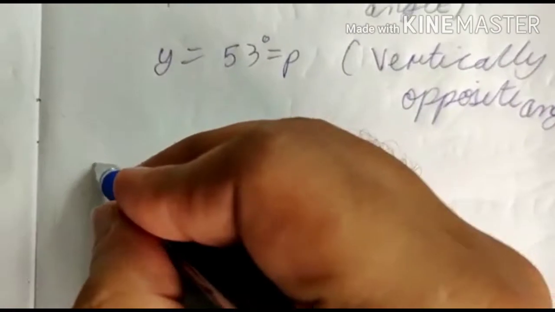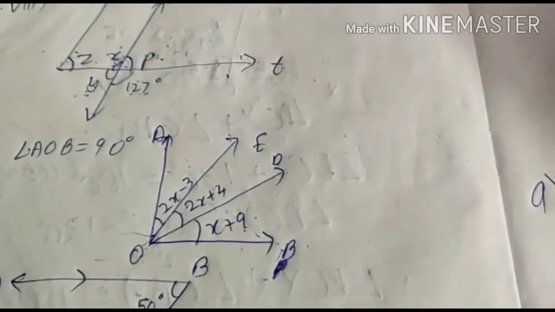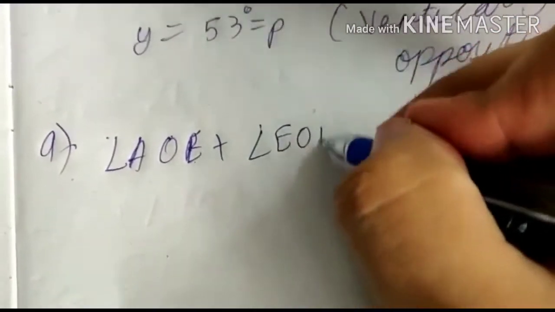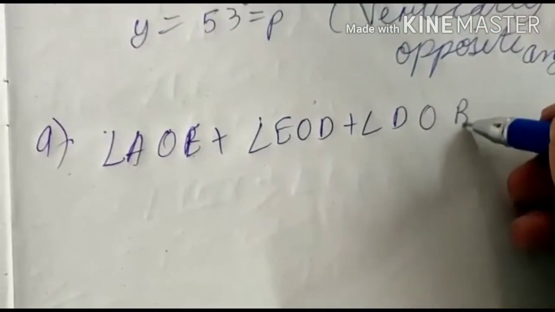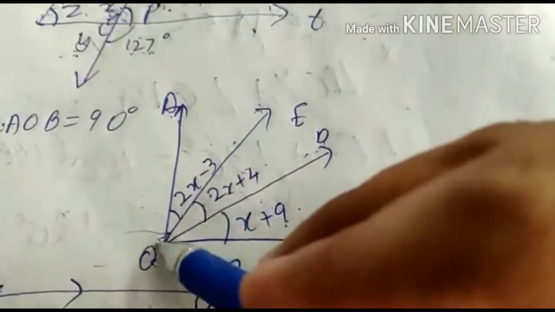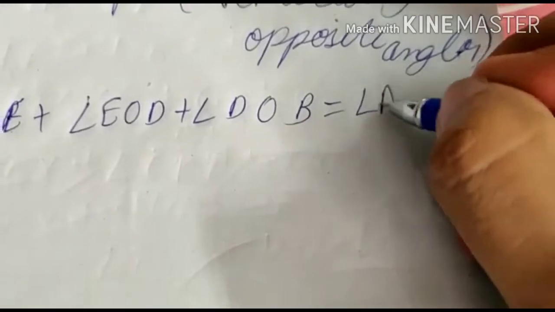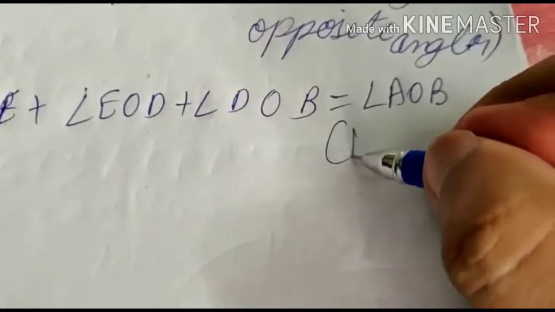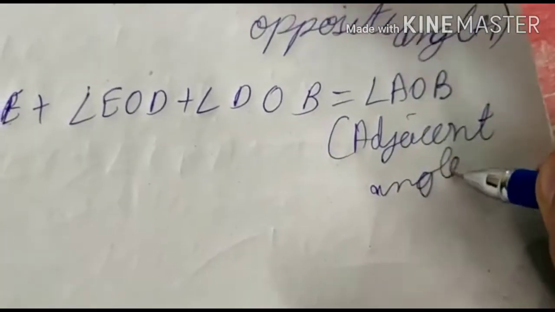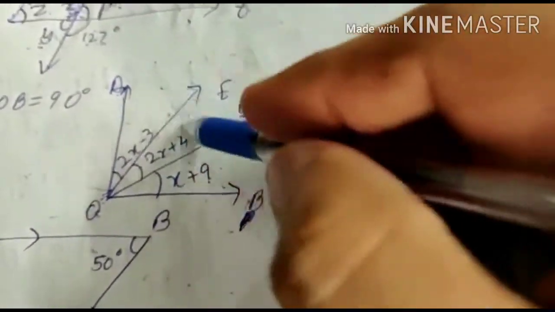You can write it this way. Just draw the image in your notebook: angle AOE plus angle EOD plus angle DOB. AOE means this, EOD means this, DOB means this. The sum of these 3 will be equal to angle AOB. Why? Because they are the adjacent angles, and this complete angle is divided into these 3 parts.